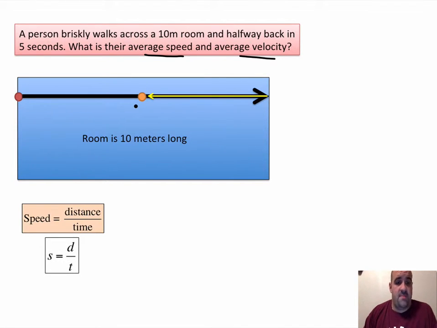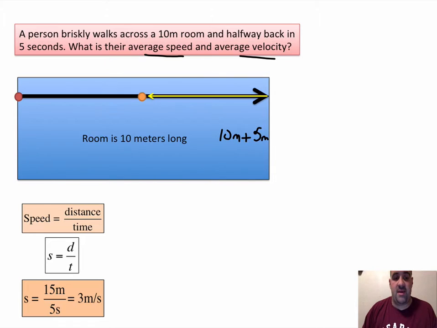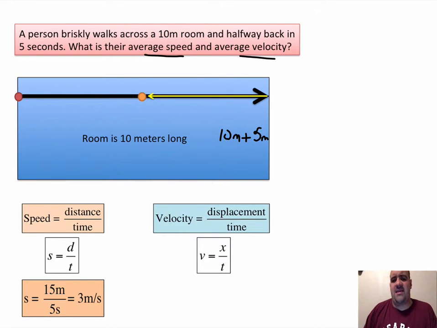So how do we calculate speed? Well, speed is simply the distance traveled divided by the time it takes to travel that distance. How far did they travel? Well, they went 10 meters across and 5 more meters back. So they went a total of 15 meters. Your total distance traveled is 15 meters. You did that in 5 seconds. 15 over 5 is 3 meters a second. And that's relatively straightforward. Now the question is, what is their velocity?